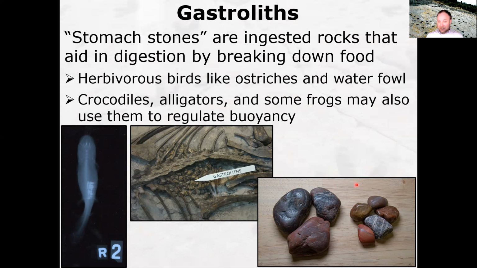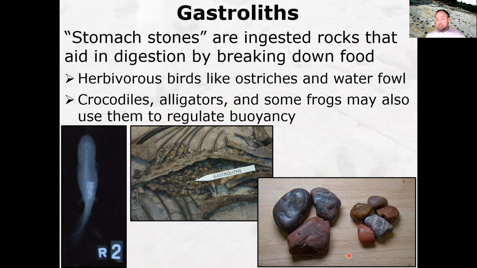And if you look at those rocks, they're very smooth. They've been shined because in the gut, these things are constantly smushing and grinding against each other. And again, that's the whole point of them, to grind against the food and break it into smaller pieces. And as you're doing that, the rocks get shined. So a lot of modern animals have these.